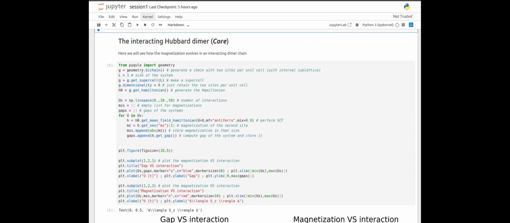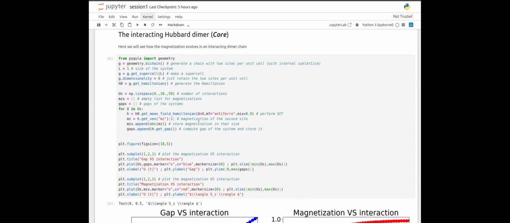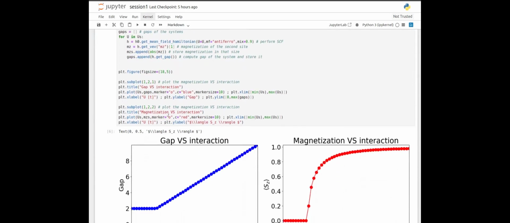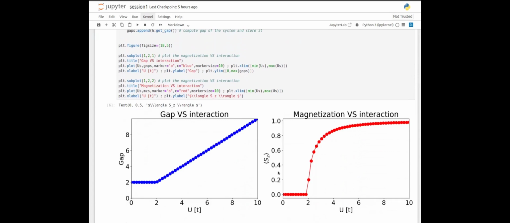So what we do is we take a chain with two sites per unit cell, we make it zero-dimensional, so we have just two sites, and now we are going to compute the self-consistent solution for different values of the interaction. In particular, we are going to loop over interactions going from 0 to 10, compute the mean field solution, starting with an antiferromagnetic guess, and compute the expectation value of the magnetization. So this is going to tell us what magnetization we get if we have interactions of a certain strength in the system. And then at the same time, we are going to compute the gap. We do this for the different values of U, we plot it, and we obtain these plots over here.